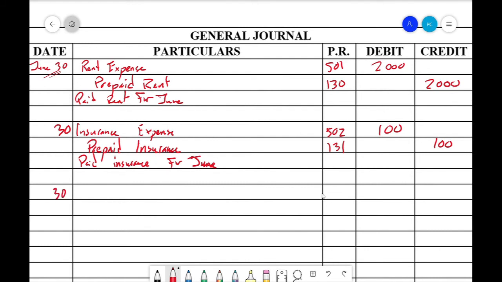So again, we've got the 30th. We're using supplies, so we've got supplies expense. Gonna make that one 500. Okay, and we started with $1,000. At the end of the month, we have 300. Our quick math should tell us that's a $700 difference. And then we have, this is just called supplies, because that's what the account is called. And then supplies being an asset, we're going to call that one, say 110, whatever it is. Okay, 700. And then this is the supplies used in June.